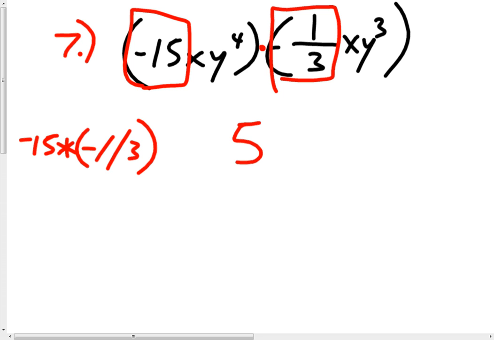Now, start looking at your exponents. What exponent is on the x? 1. Yeah. So what should go on the result? 2. 2. I got a y4 and a y3. y6.